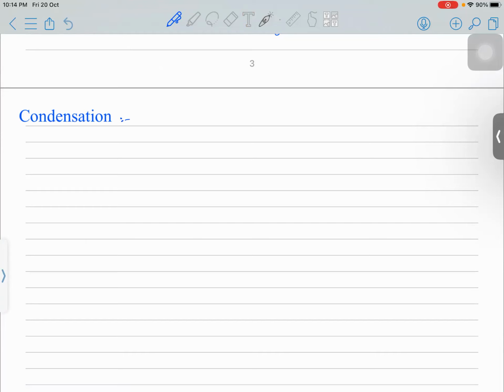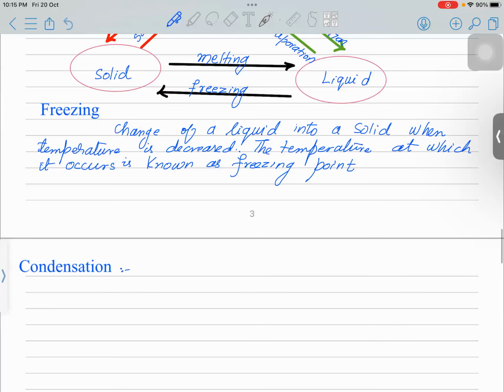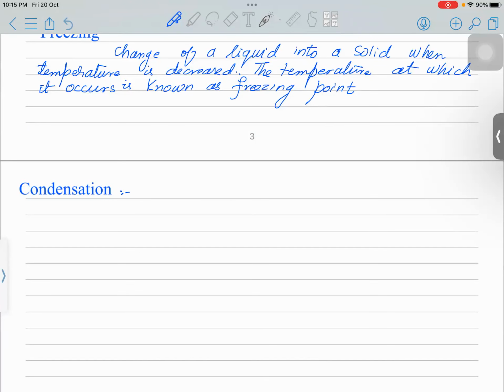Okay. Yes, anyone? What is condensation? Condensation is the process in which a gas turns into a liquid by cooling. Yes. Gas convert into liquid. Very good.